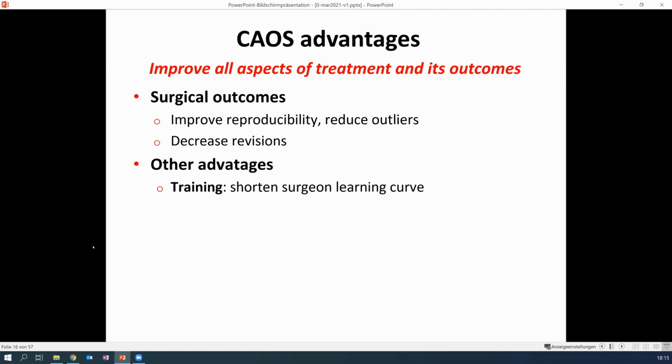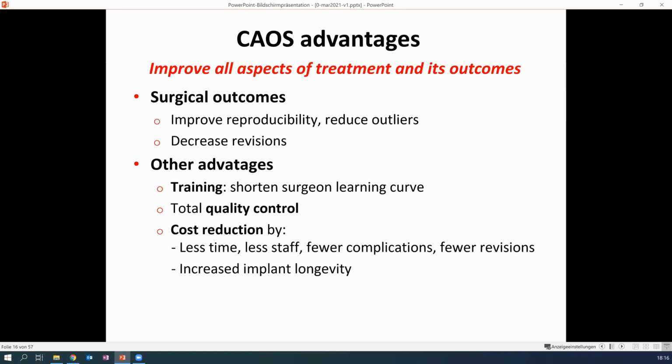Other advantages or measures: training. Surgery training is an area which is often talked about. Unfortunately, since there is not much money going into training, it's not pursued in a very active way, but the potential is there. I'd like to think about this as total quality control, the same way the Toyota total quality control was introduced in the 80s. I think this is one of the great advantages of technology because you can measure things. And the cost reduction, still not there, but it's not necessarily from the equipment. It has to do with the staff, the complications, and revisions.